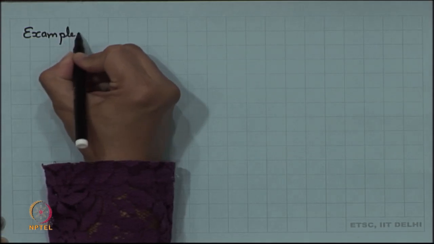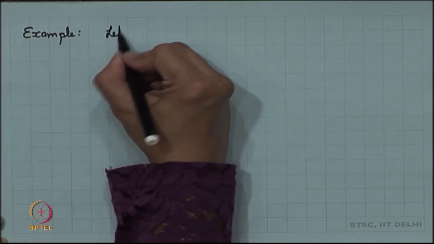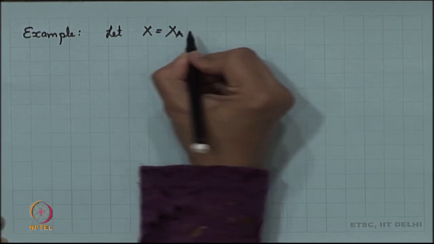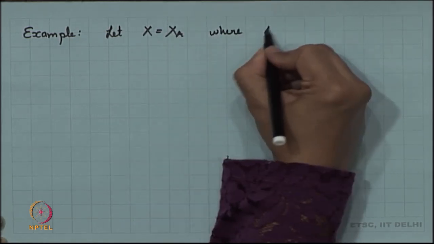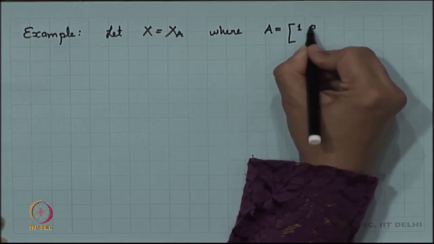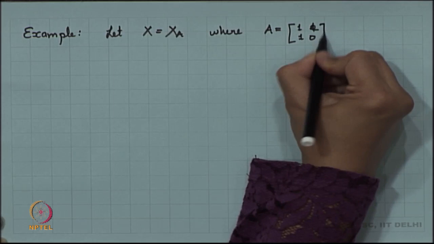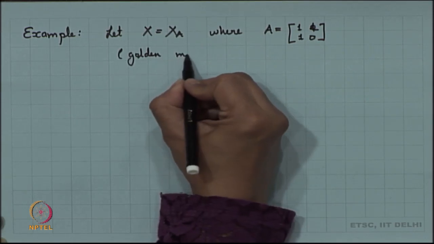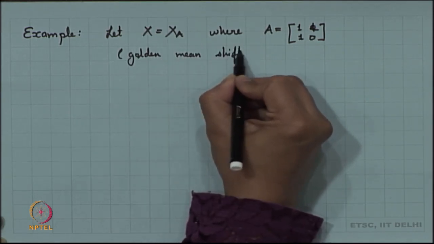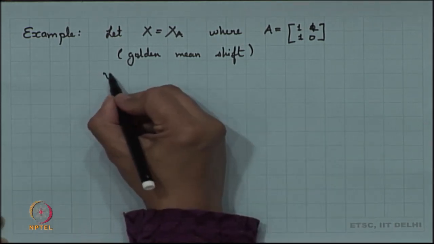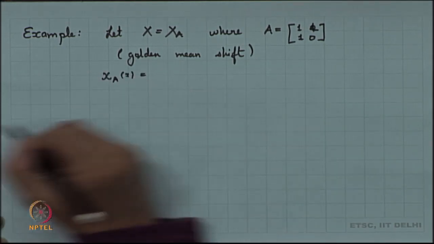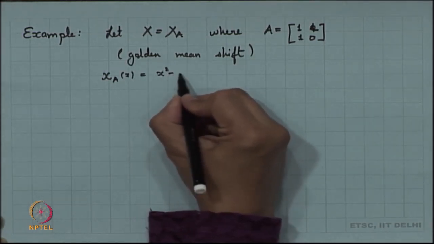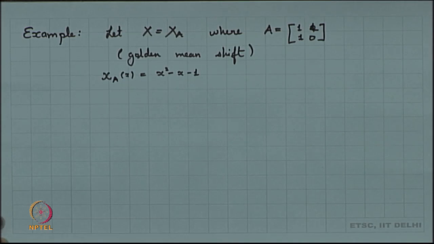Let us now look into some examples. Let me take X to be equal to X_A, where A is the simple matrix 1 1 1 0. We know that this is going to give us the golden mean shift. What is the characteristic equation of A? The characteristic equation of A happens to be x squared minus x minus 1.